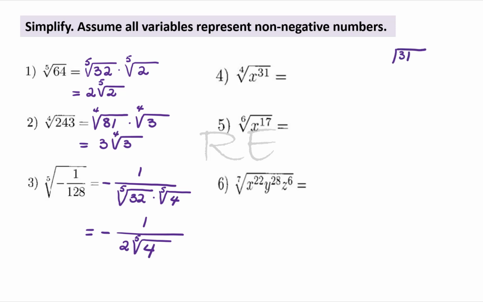Fourth root of x to the 31st. 31 divided by 4 will give you 7. 7 times 4 is 28. The remainder is 3. So it's equal to fourth root of x to the 28 times fourth root of x to the third, since 28 plus 3 is 31. Fourth root of x to the 28 is x to the 7th, the quotient, times fourth root of x to the third, the remainder.